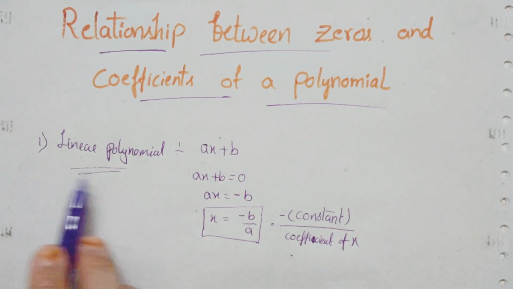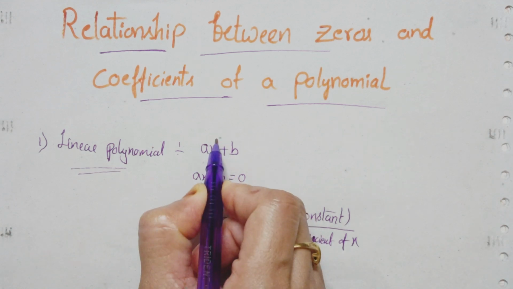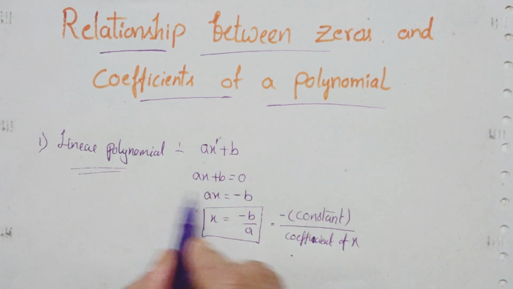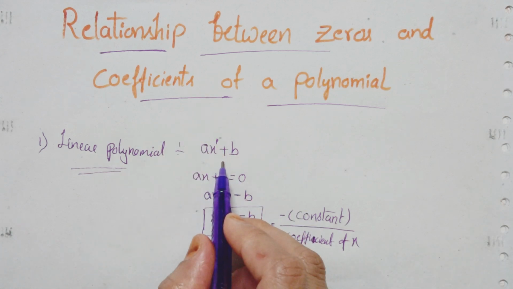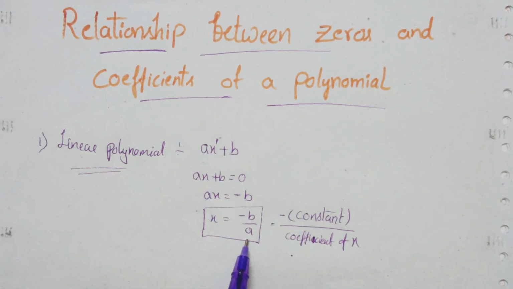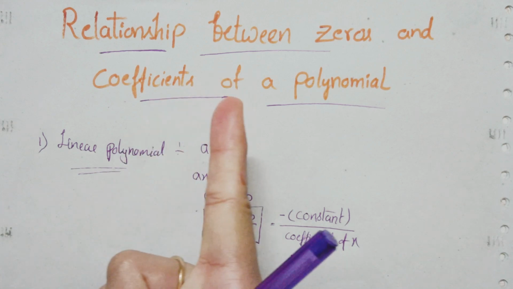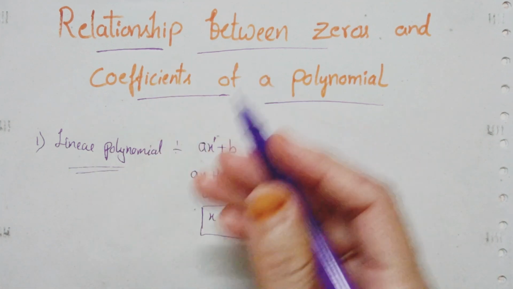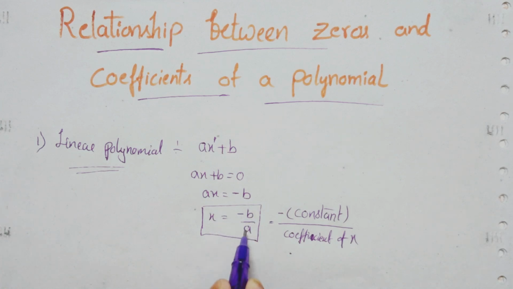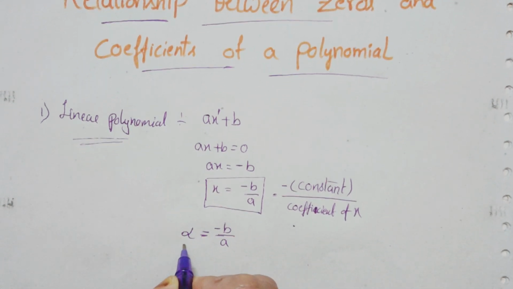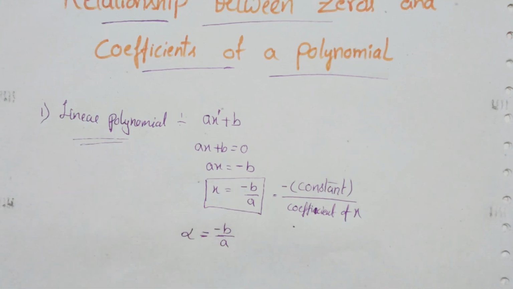As I told you, for a linear polynomial the degree is 1. So how many zeros will be seen in a linear polynomial? Only one zero is seen in the linear polynomial, and that zero is minus b by a. As we got only one zero, let us treat that zero as alpha. So alpha equal to minus b by a. Alpha is nothing but the zero of this linear polynomial.